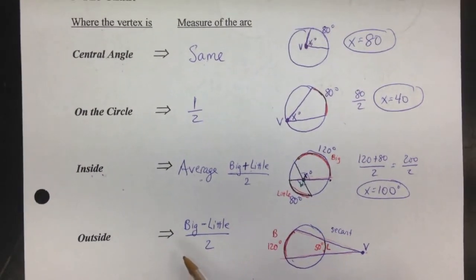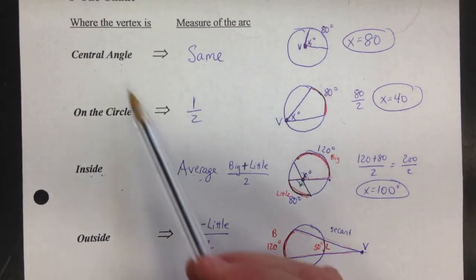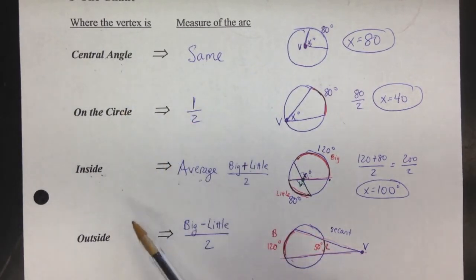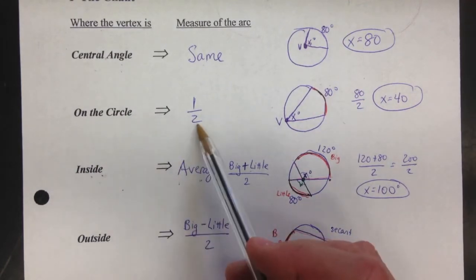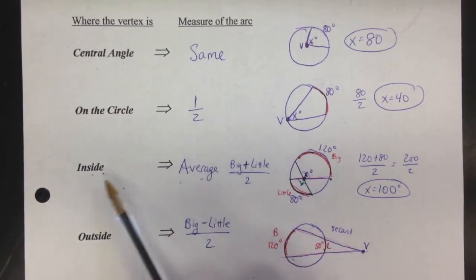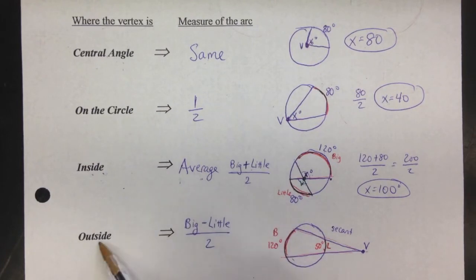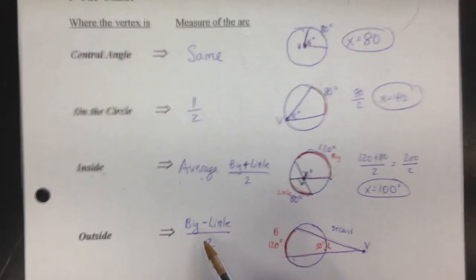So what I'm going to do now is sing the song. If you're happy and you know it, and this is how I remember this, feel free to chant along, clap along if you'd like. If it's a central angle, it's the same. If it's on the circle, it's 1/2. If it's inside, then it's average. If the angle's on the outside, then it's big minus little over 2.